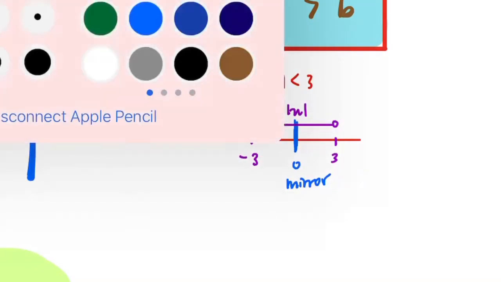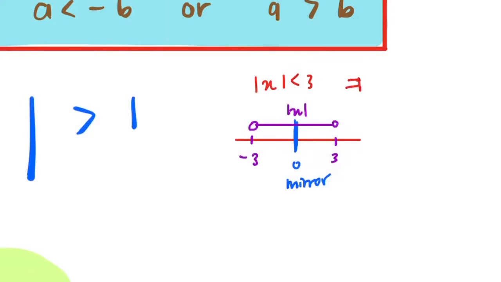So what happens if you open up now? Your x is now between minus 3 and 3. What if this is equal? If it is equal, this is just a dot. So again, this will become equal.